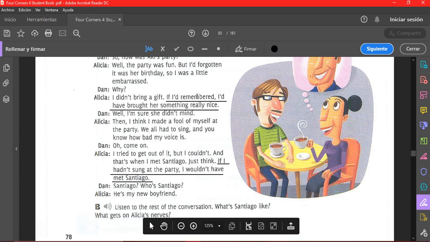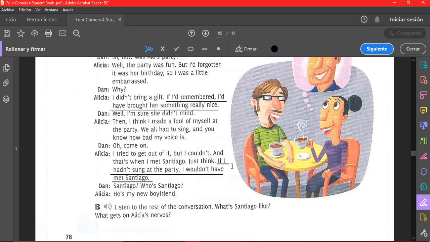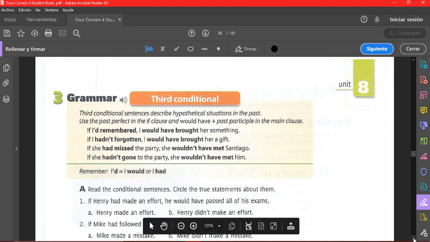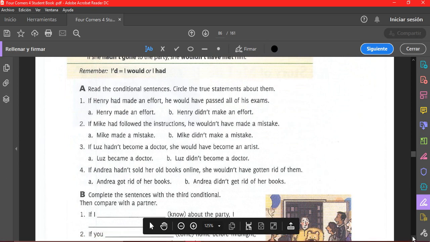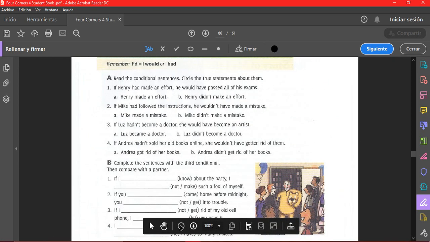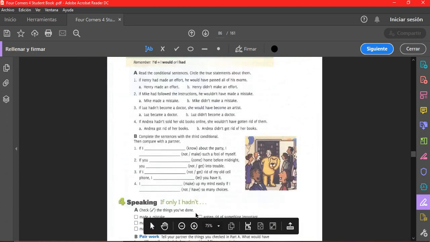conversation. If I'd remembered, I'd have brought her something real nice, or if I hadn't sung at the party, I wouldn't have met Santiago. This is the next exercise of this lesson, third conditional. Again, the same explanation of the contractions. So what are we going to do in this case? We're going to do exercise A and exercise B.